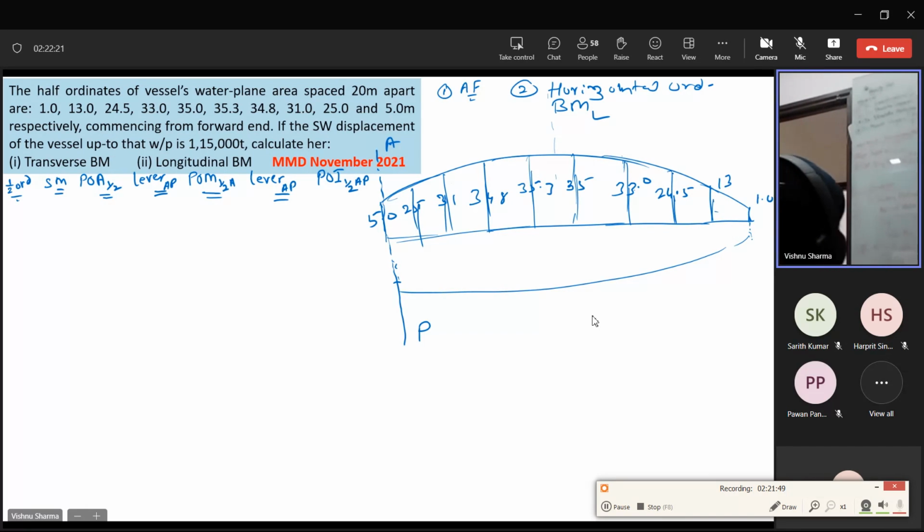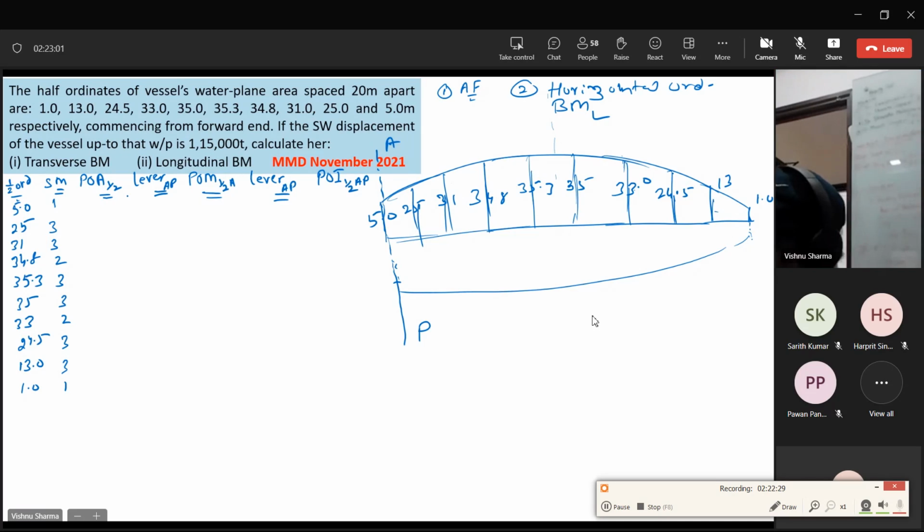And what did I tell you? You should try and write the ordinates from the reference axis. Here the reference axis is after perpendicular, so we'll write from 5. It will be easier to assign the ordinates then. It is 5, then 25, then 31 and 34.8, then 35.3, then 35, then 33, then 24.5, then 13 and 1. Simpson's multipliers will be 1, 3, 3, 2, 3, 3, 2, 3, 3, 1.